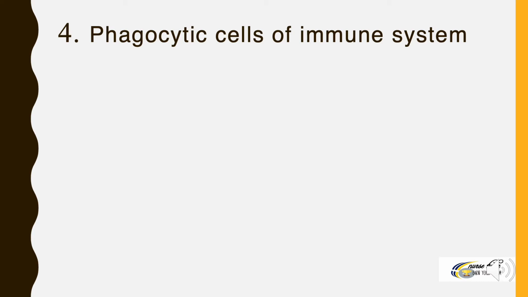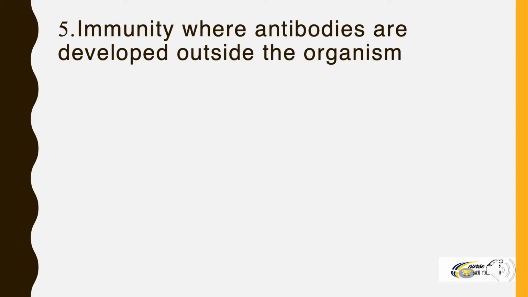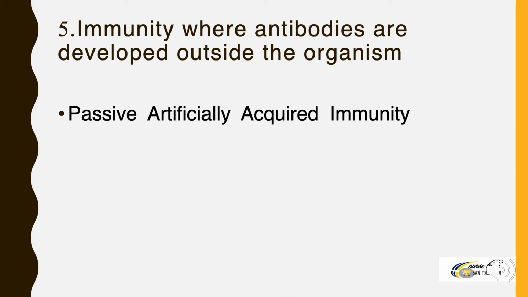Which is the phagocytic cell of the immune system? Answer is macrophages and neutrophils. Neutrophils and macrophages phagocytose and kill microbial pathogens. Neutrophils enhance the phagocytic ability of macrophages. Neutrophils supplement macrophages with molecules that enhance macrophage antimicrobial capacities. Neutrophils transfer a macrophage's intracellular pathogens. Immunity where antibodies are developed outside the organism is called passive artificial acquired immunity.